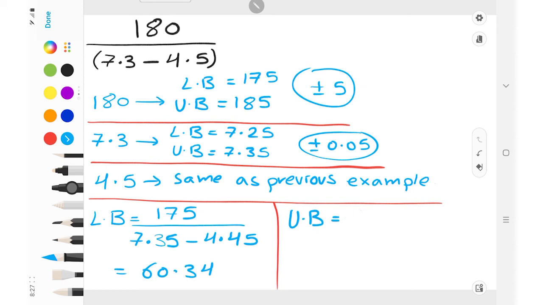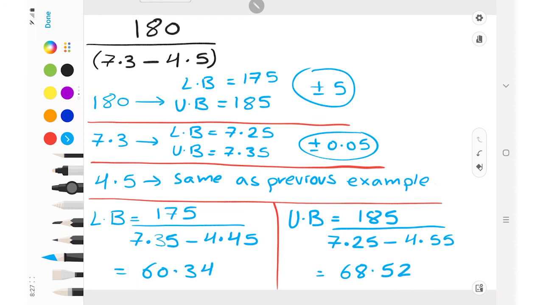For the upper, it's upper above, 185 divided by lower. So for the lower, for the subtraction, the first one is lower, but my second number is upper, 4.55. So my upper bound is 68.52. And that's it for today.